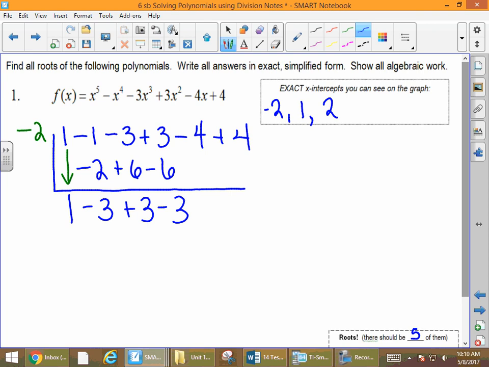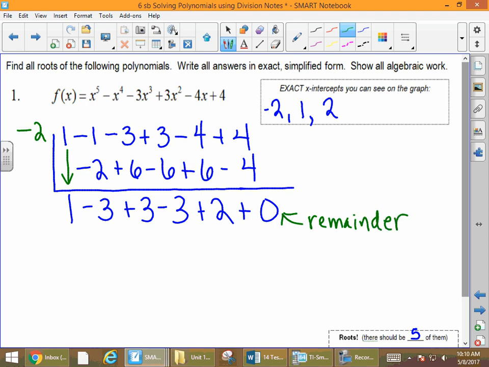-2 times -3 is +6. And -4 plus 6 is 2. -2 times +2 is -4. And 4 minus 4 is 0. And if you remember, that last position here is the remainder.